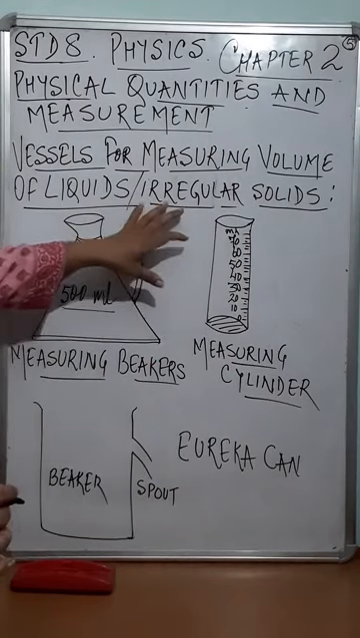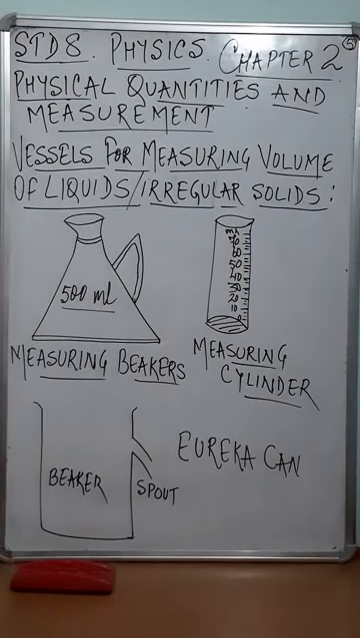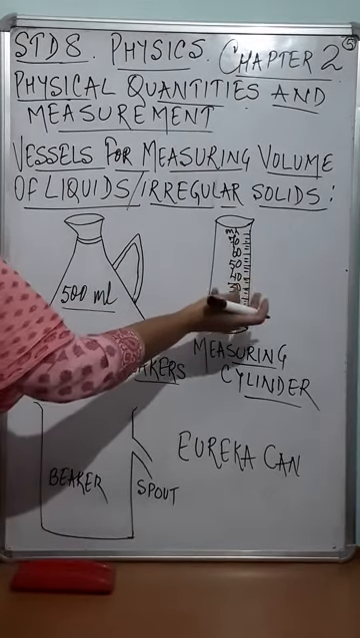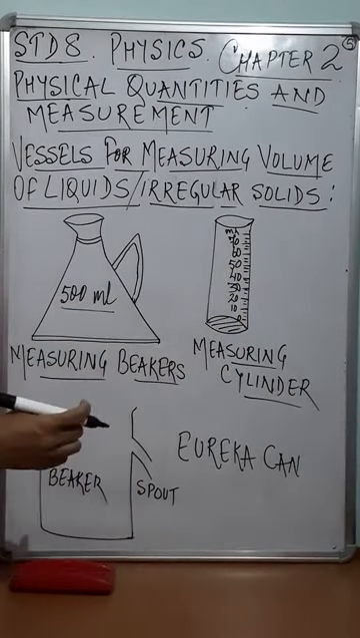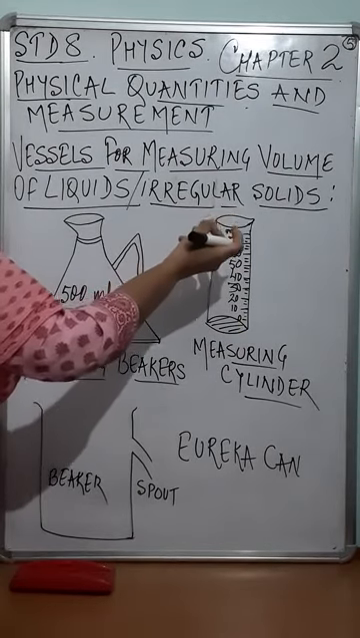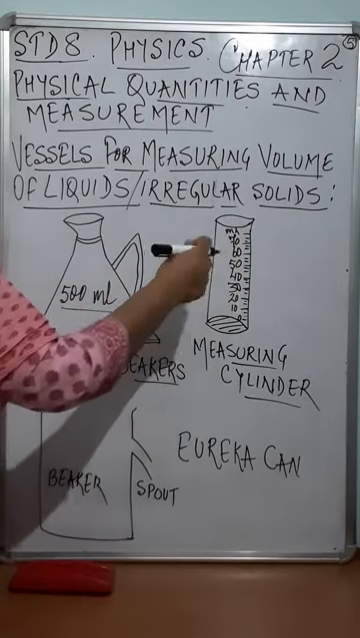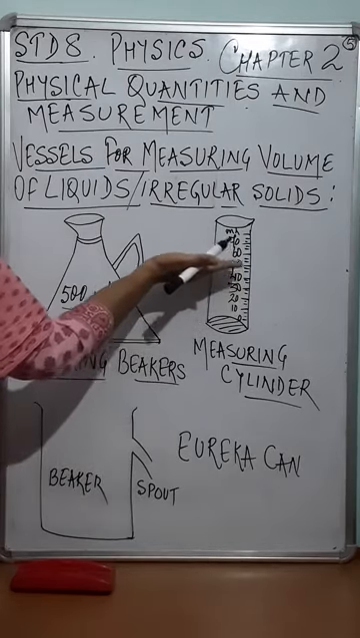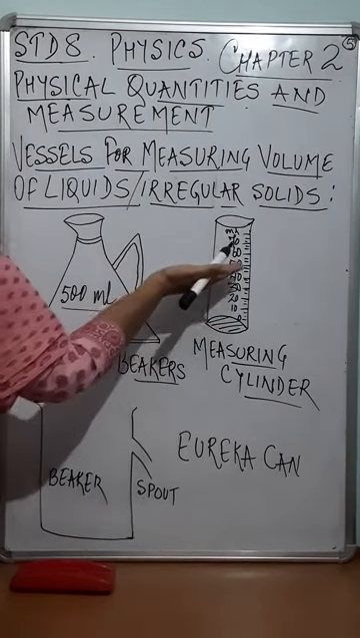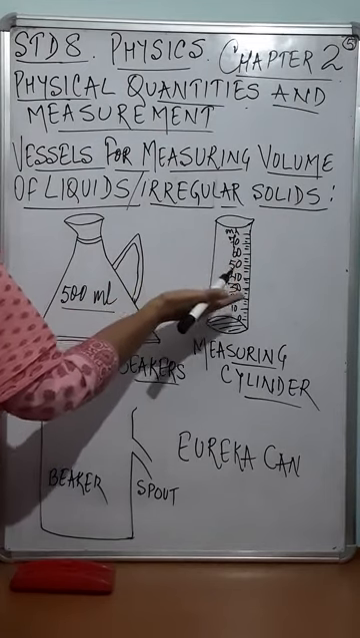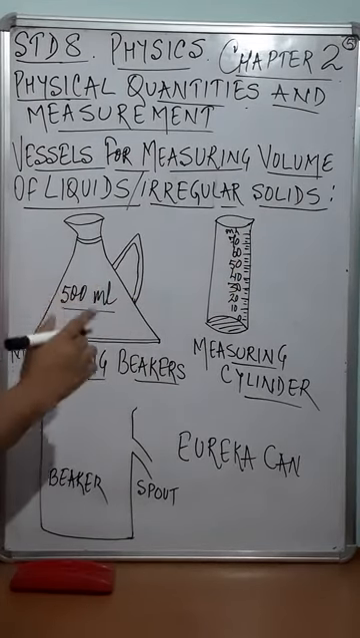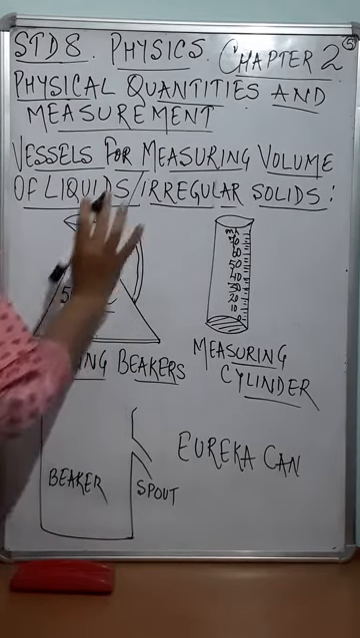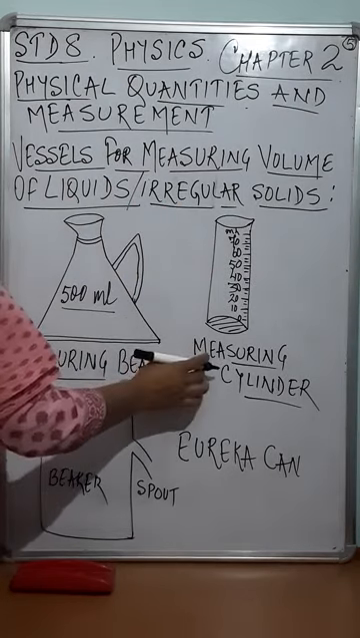If it is for an irregular solid, we have to find the volume of the irregular solid. In that case, we can use a measuring cylinder, say with liquid or water up to a certain level, 30 ml. When an irregular solid, such as a stone tied to a thread, is immersed into this liquid, the level of liquid will rise. The difference between the two levels of liquid will give the volume of the irregular solid. So we can find the volume of liquids or irregular solids with the help of a measuring cylinder.